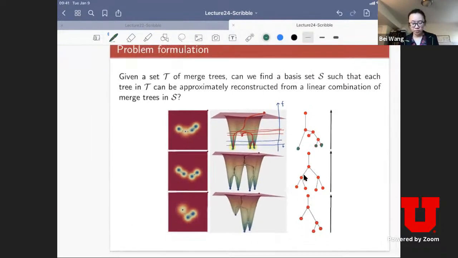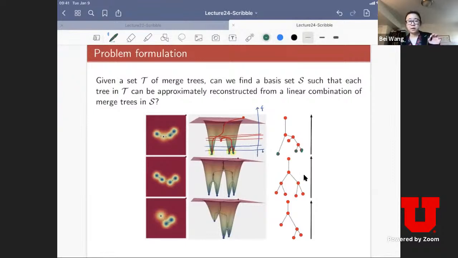So what is the overall picture? The overall picture is that there is a collection of scalar fields coming from some scientific simulation, and each scalar field gives rise to a merge tree, okay? So now you have a collection of merge trees. The question, which is kind of interesting, is can we find a basis set, so a smaller set of merge trees, such that every tree in this large collection can be approximately reconstructed from the linear combination of the merge trees in the basis set.